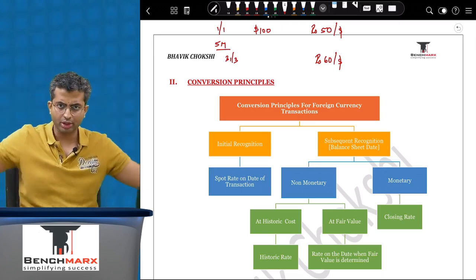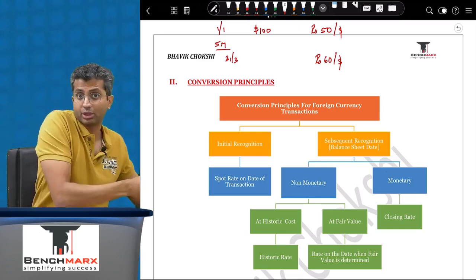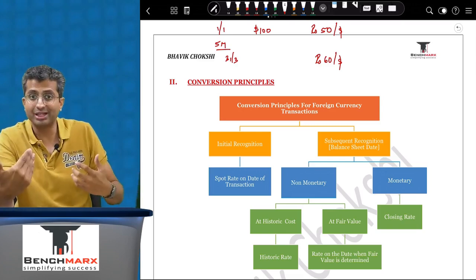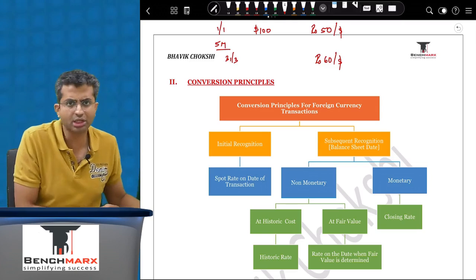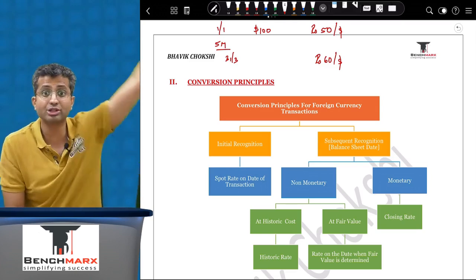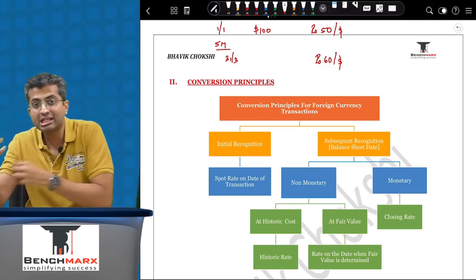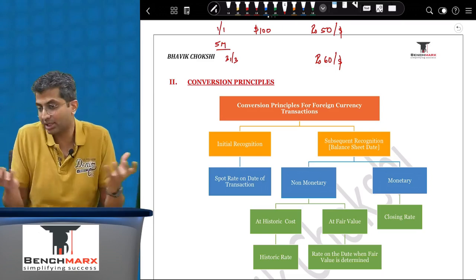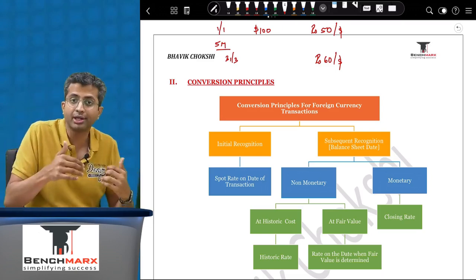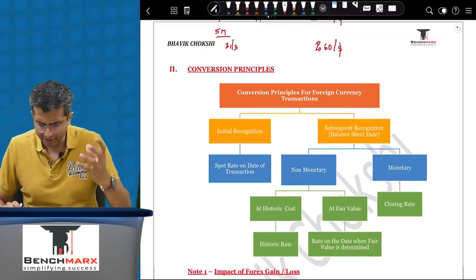So long story short, if it is a non-monetary item which is to be shown at fair value, then the exchange rate to be taken should be the rate on the date when the fair value was determined, because the value in the balance sheet is not the value as on the date of purchase. The value on the balance sheet date is the value on the date the fair value is determined, and hence the exchange rate should also be the rate as on the date when the fair value is determined. Okay, so we'll just summarize this.